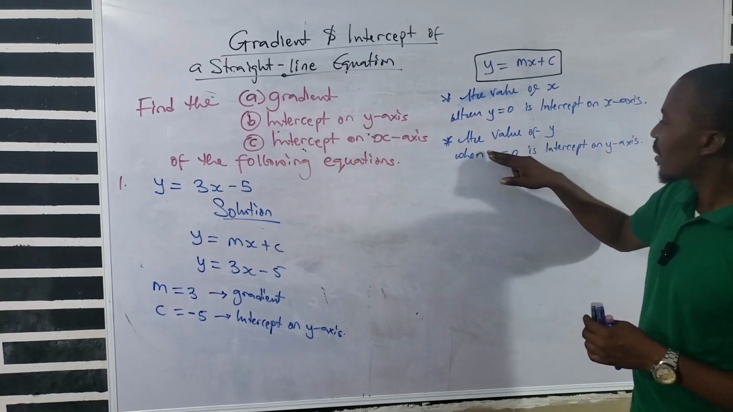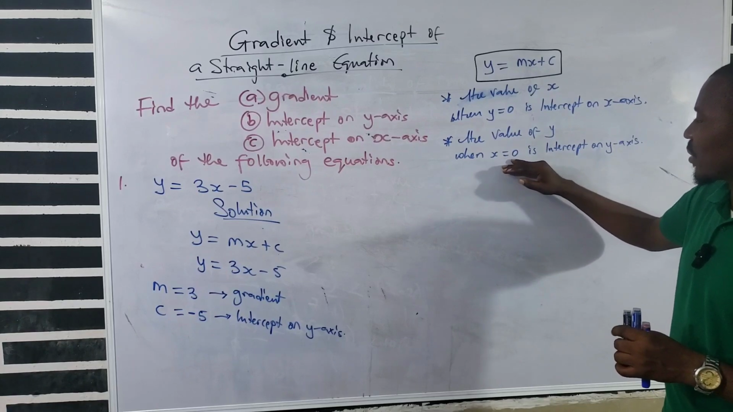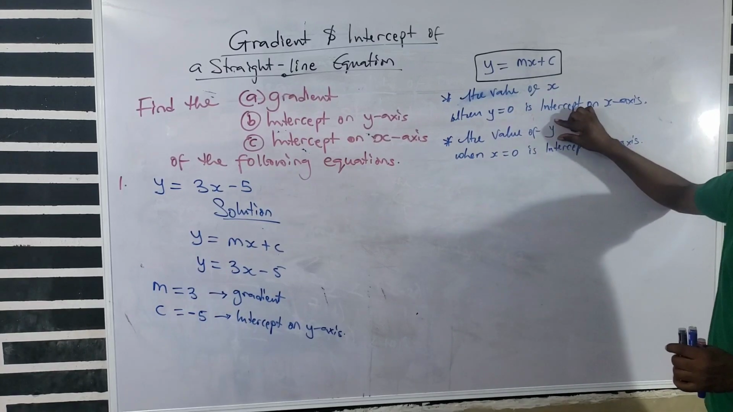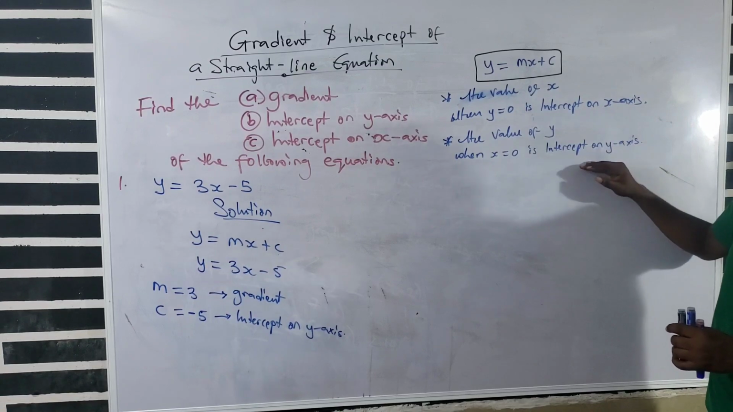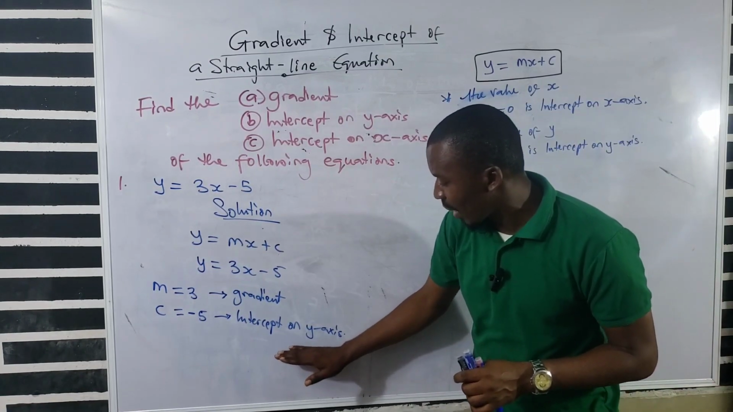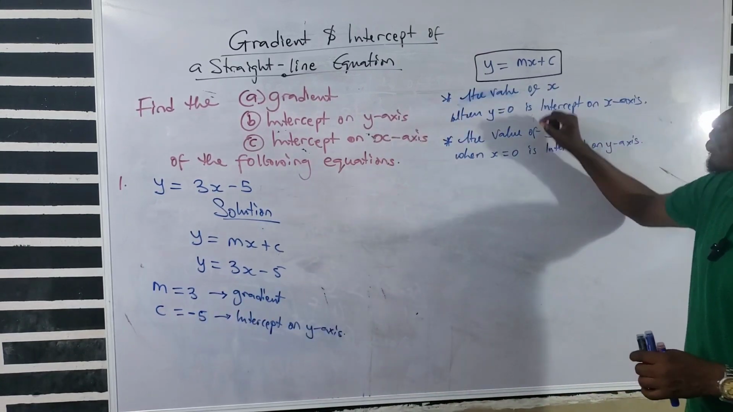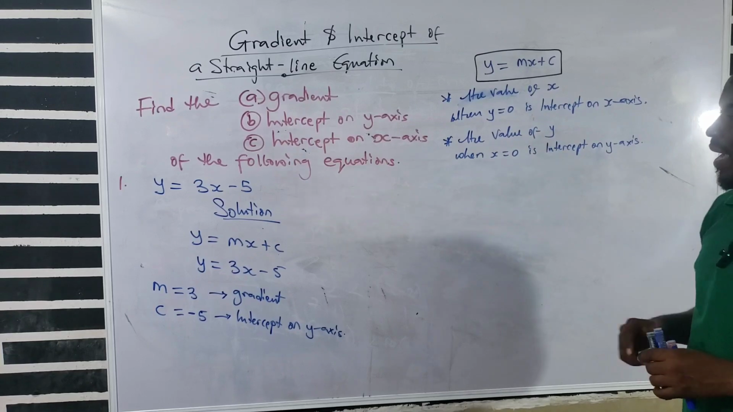And when you make x equal to 0, the value you obtain for y is the intercept on the y-axis. Now, we have already gotten an intercept on the y-axis here, which is minus 5. But let us use this concept to still solve for the intercept on the y-axis.